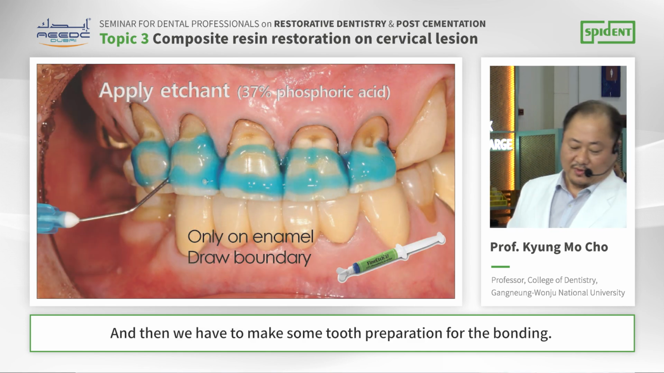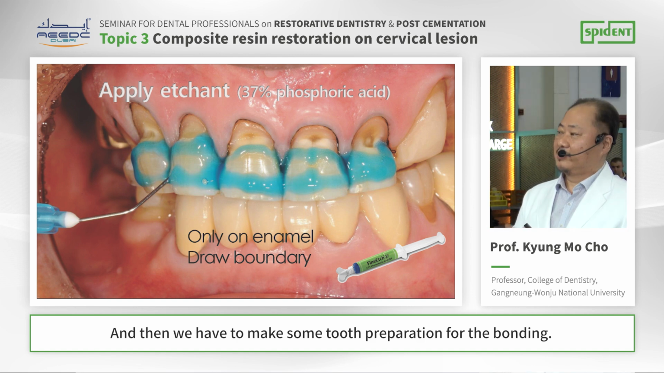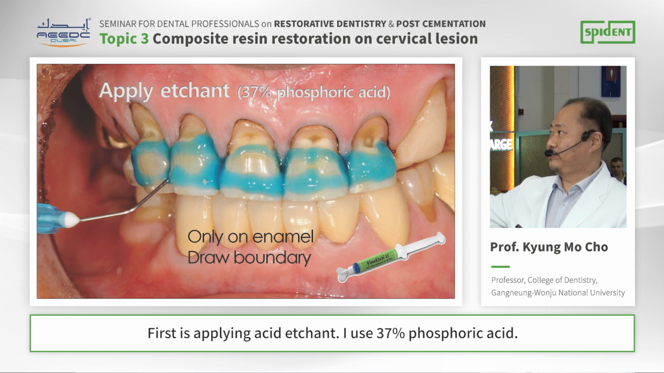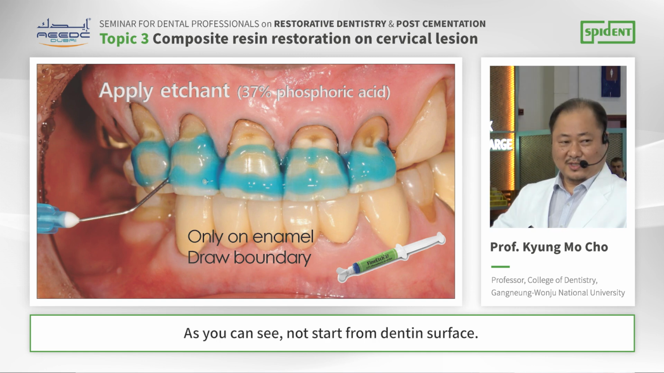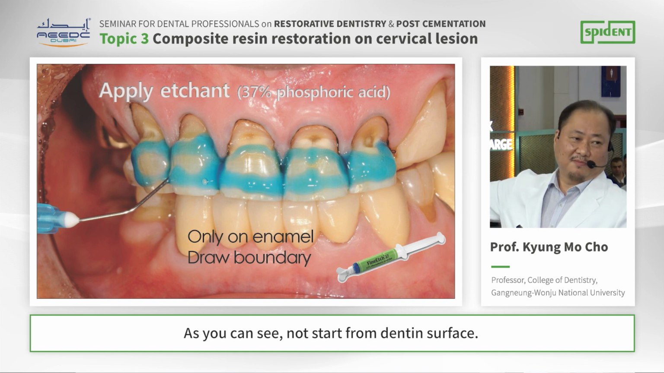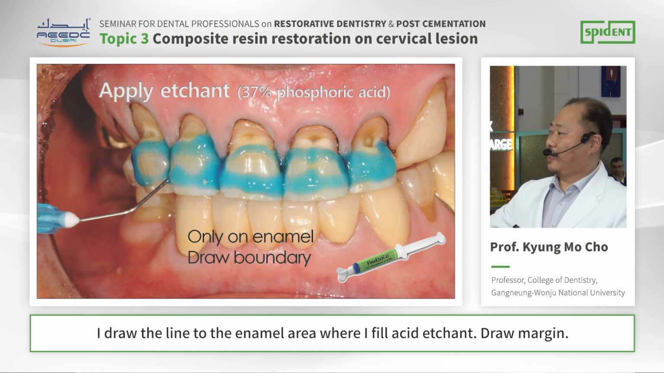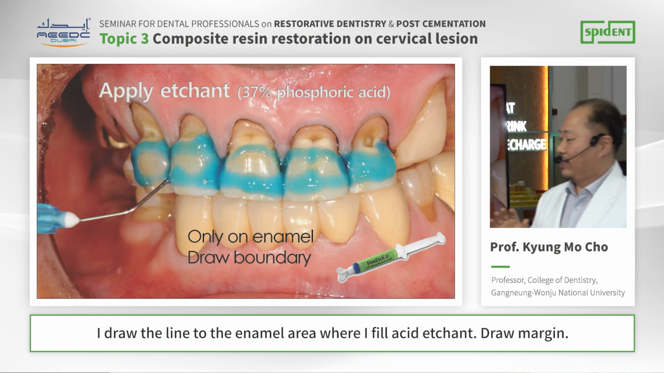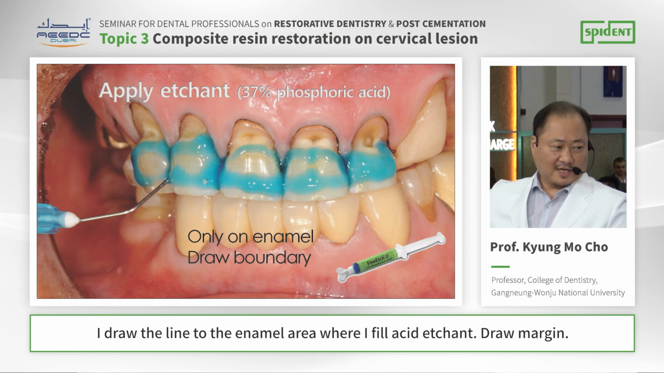And then we have to make some preparation for the bonding. First is to apply acid etchant. I use 37% phosphoric acid. And as you can see, I do not start from the dentin surface.